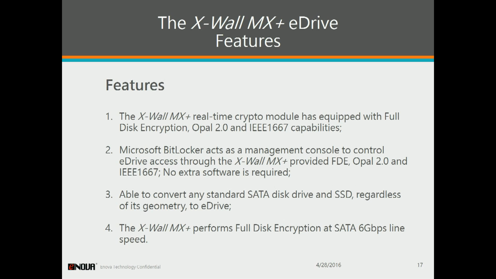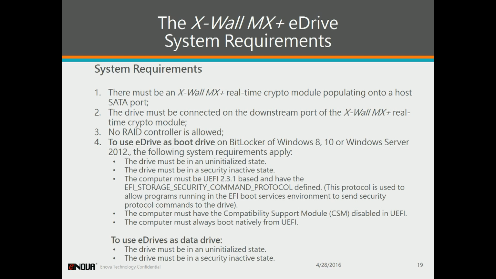MX+ real-time transparent encryption has OPAL 2.0 and IEEE 1667, capable of converting any standard SATA drive into an eDrive. If you have BitLocker, you can control the eDrive with BitLocker, called Microsoft eDrive, with inline speed. It is able to convert any standard SATA drive regardless of geometry, with encryption at inline 6 gigabit per second speed. Now, let's talk about system requirements.